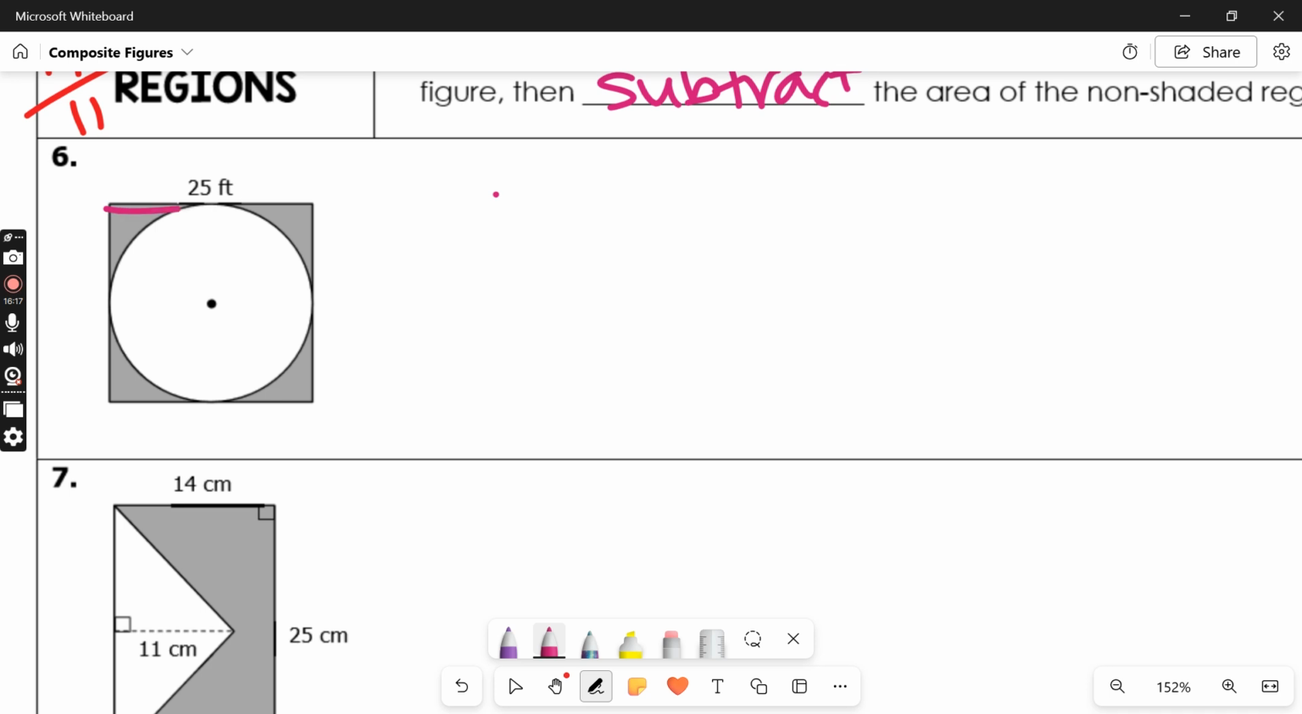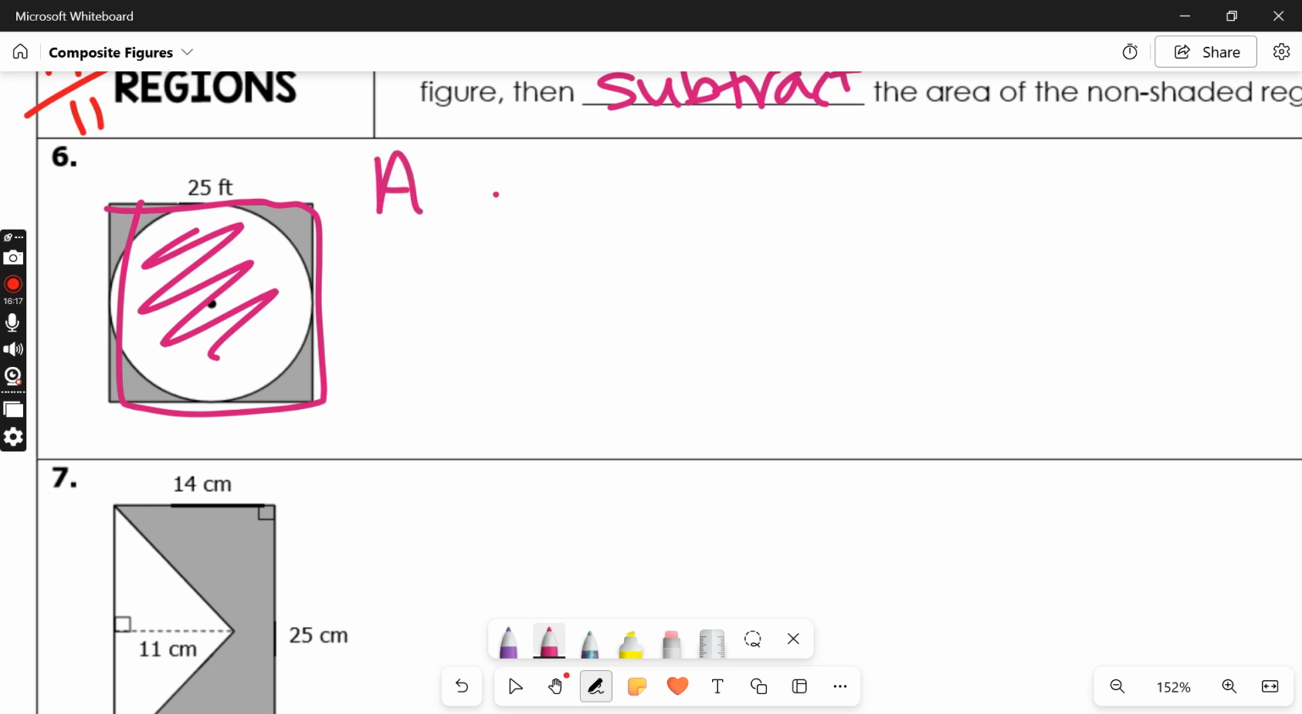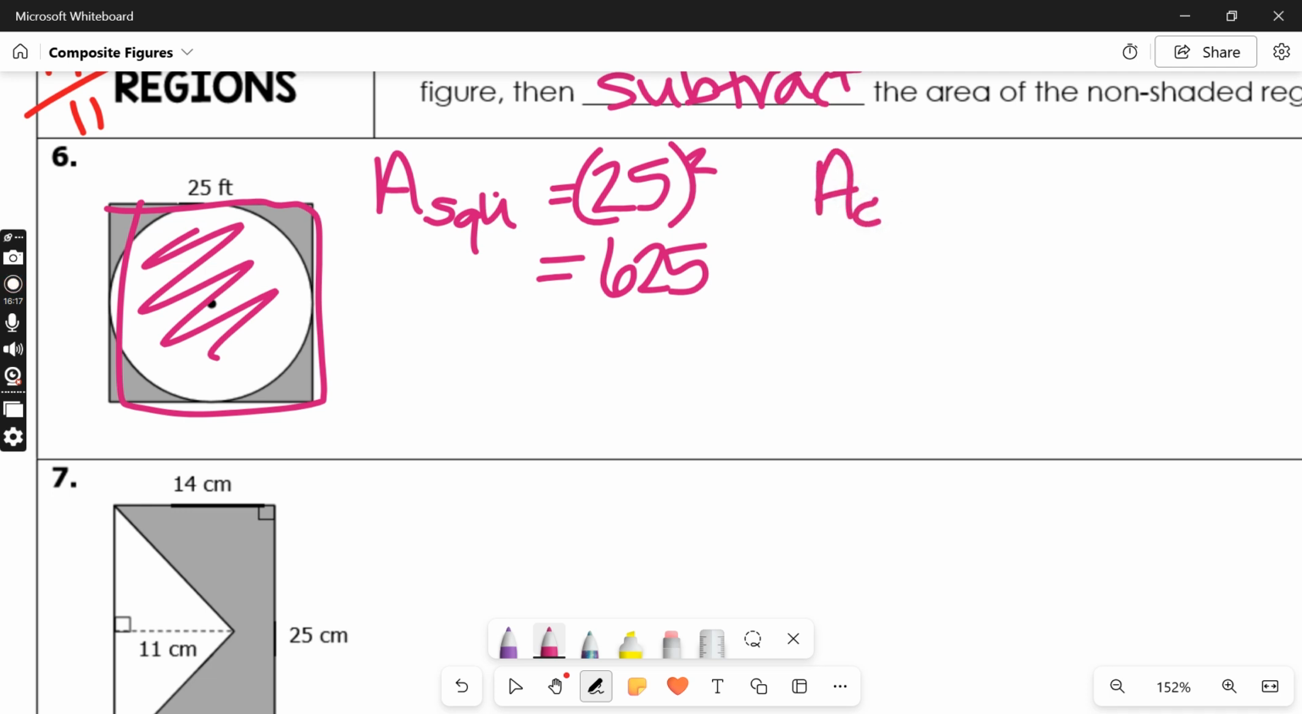Okay, so this first one, I have a square and I have a circle. I'm going to start by finding the area of the square. You can write it all out, it doesn't matter to me. Area of a square, I'm going to do 25 squared. 25 squared is 625. And then I'm going to find the area of the circle.